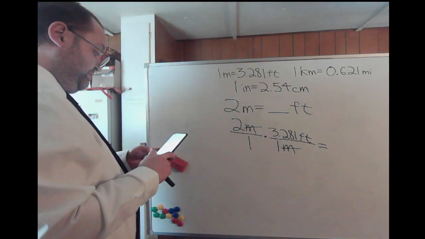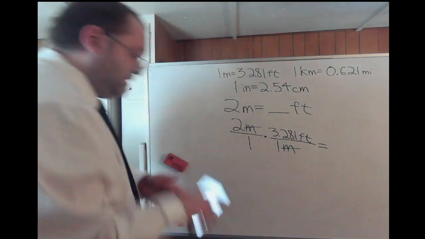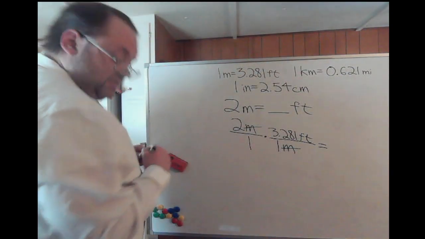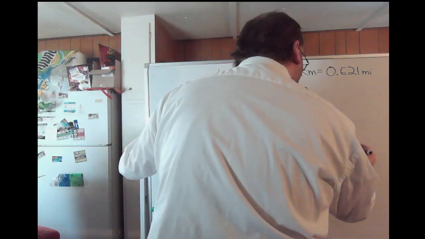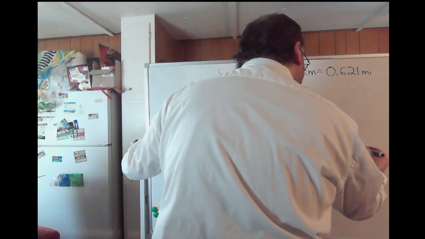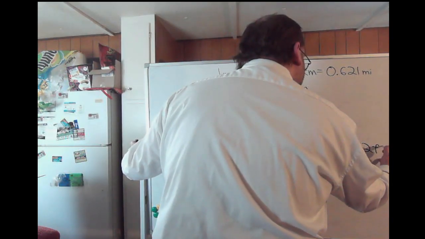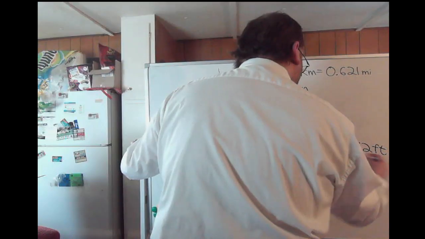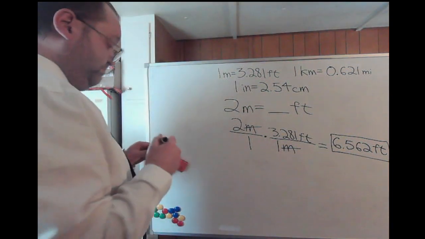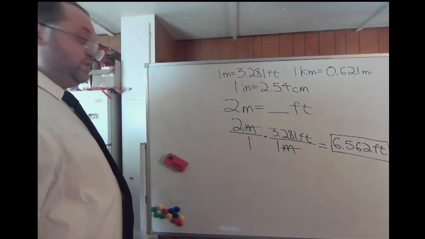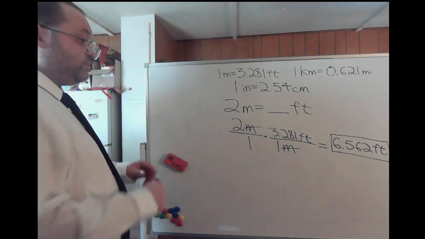Two times 3.281 is 6.562 feet. So that's over 6.5 feet, which is over 6 feet 6 inches. So if someone's 2 meters tall, they're pretty tall.